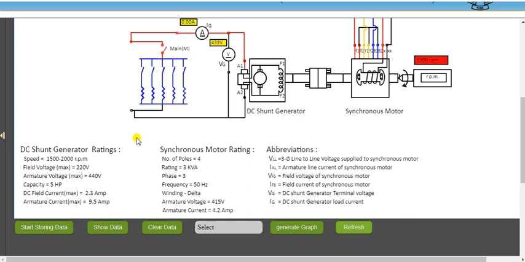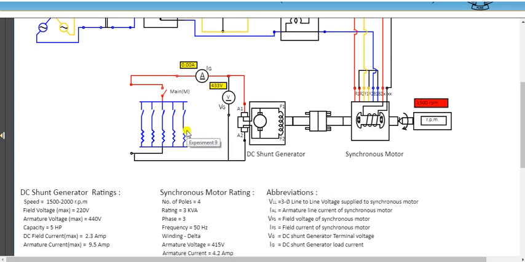Now we have to draw the V curve at load, so you have to connect the load. How do you connect it? By clicking on this. You have to connect the load. So that's it for today. We have drawn the V curve and inverted V curve at no load. Later we will see the V curve and inverted V curve at full load.